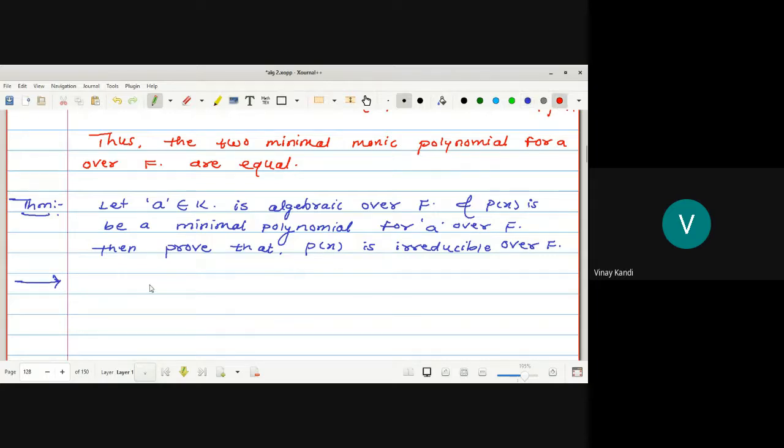Proof. Suppose p(x) is the minimal polynomial in F[x]. Okay, p(x) is the minimal polynomial, that is p(a) is equal to 0. Is it correct? Give some reply.